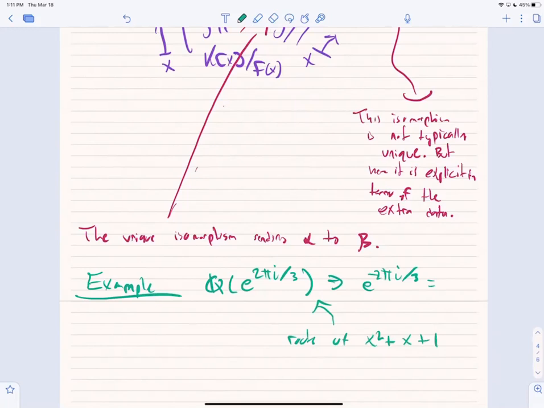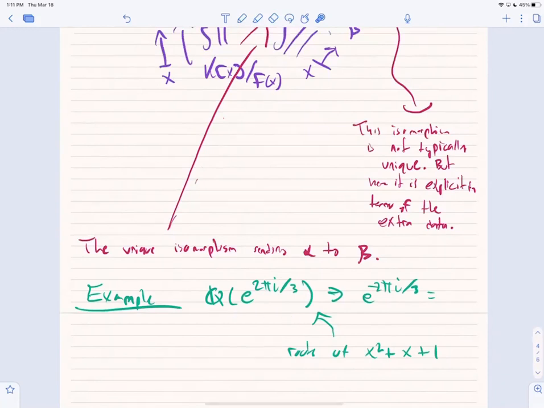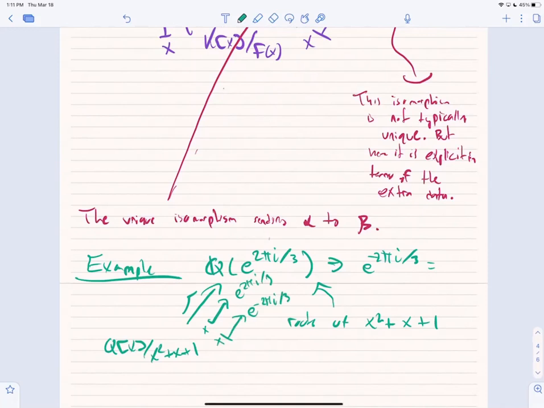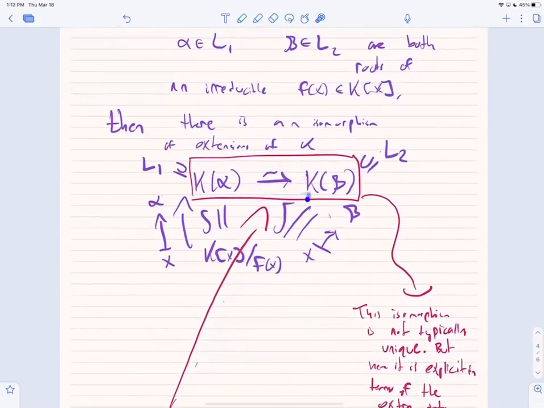This is the same thing we did last time with i instead of e to the 2 pi i over 3. The point is, there are two different isomorphisms from this field to Q. I can send x to e to the 2 pi i over 3, or I can send x to e to the minus 2 pi i over 3, because these are both elements in this field. Sorry, this is supposed to be a subfield of the complex numbers. And so this ambiguity propagates into an ambiguity in this statement here.